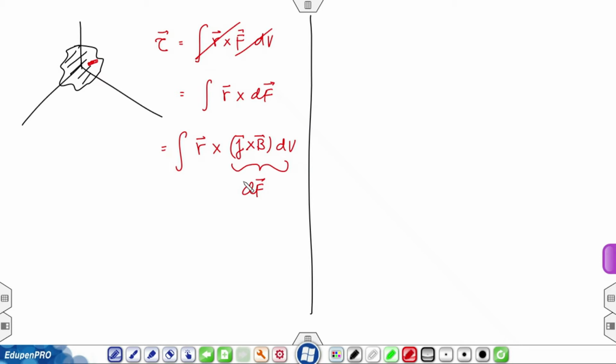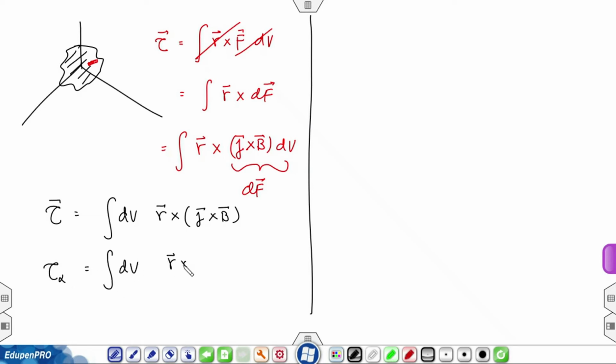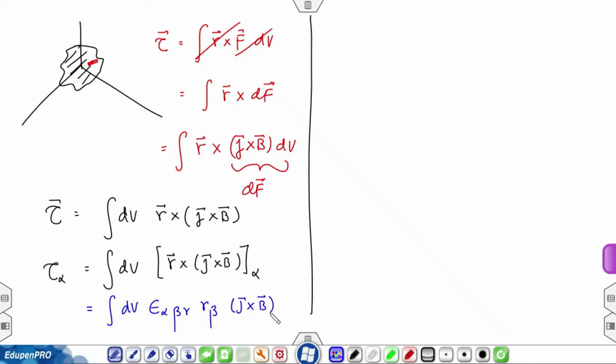This we had seen earlier. So, my torque on this current distribution is integration, I will bring dV in front, so that I can manipulate the rest of the terms easily, r cross j cross B. So, let us calculate the alpha component of torque, which is going to be integration dV r cross j cross B alpha term, which is equal to integration dV epsilon alpha beta gamma r beta j cross B gamma, and this B is B at the origin, because I am not taking any other r dependence, no r dependence.